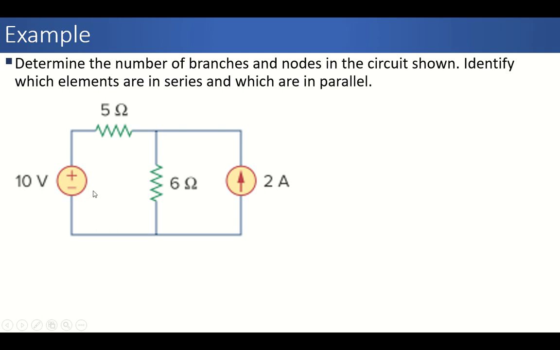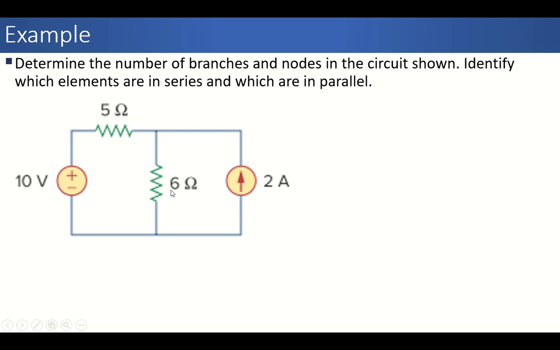Anyway, there's no other element in series, so we can also identify the elements in parallel. We can say that 2 ampere and 6 ohm resistance is in parallel because 6 ohm resistance is connected, let's call this B and C, and 2 ampere current source is also connected across from point B and C. So 6 ohm and 2 ampere current source are in parallel.